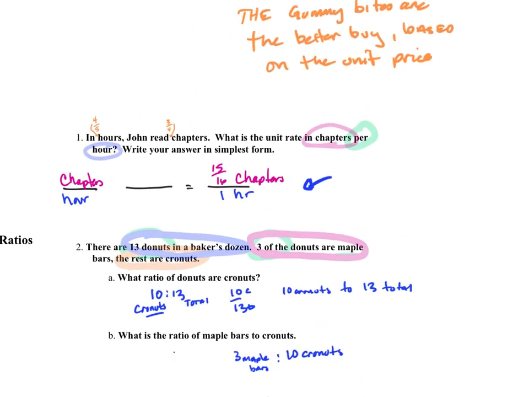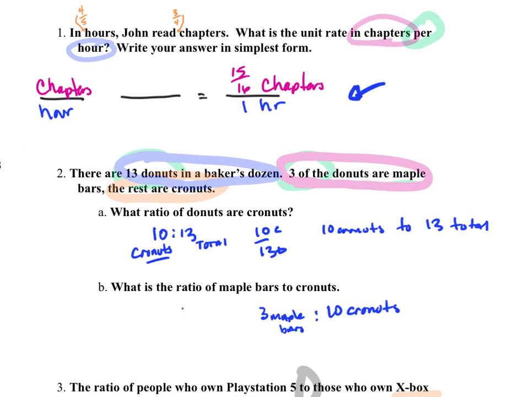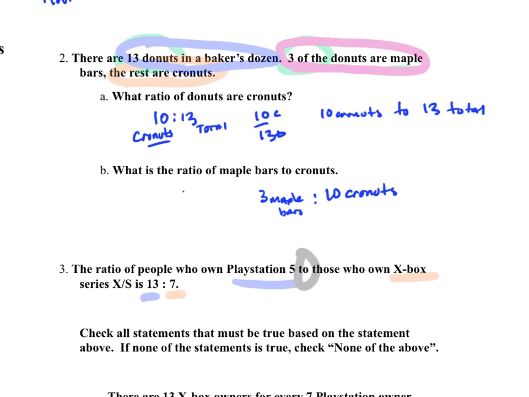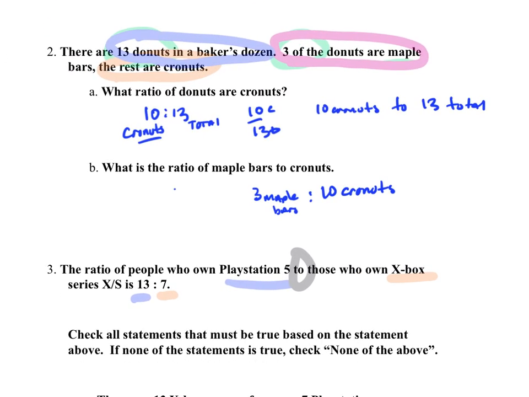All right, so let's look at these. On this first one with the book reading, it's going to be 5/16 chapters per hour. Okay. For the cronuts and the donuts, for every 13 donuts, we could just say donuts, there's 10 cronuts. If you don't know what a cronut is, you got to go find out. Okay. And on the second one, for every 3 maple bars, there's 10 cronuts. So it's 3 to 10 ratio.